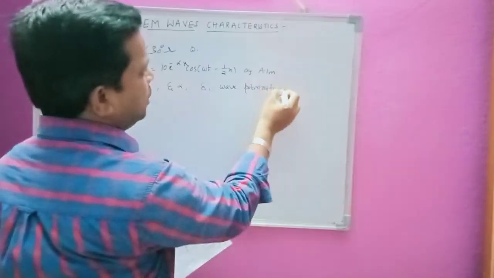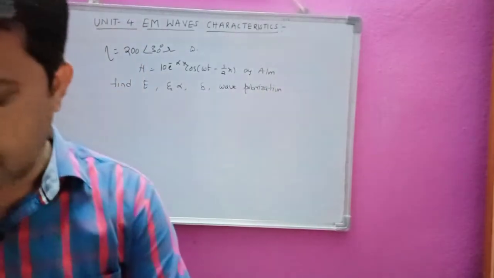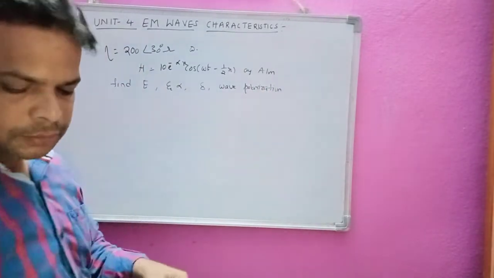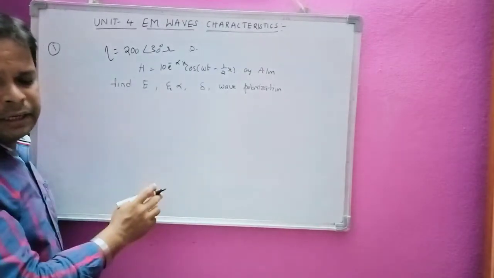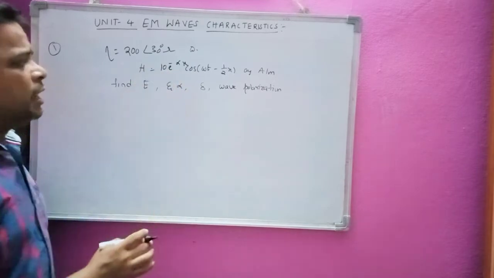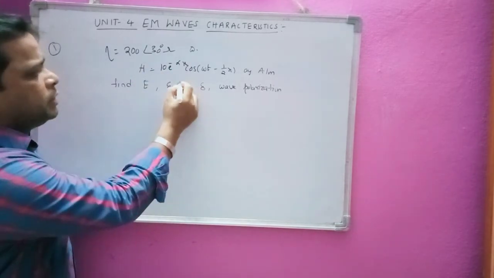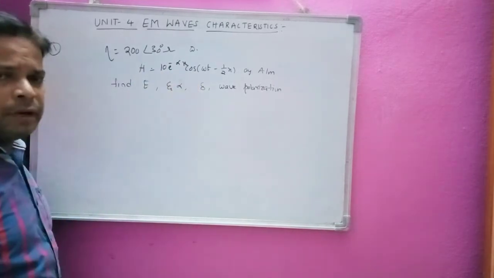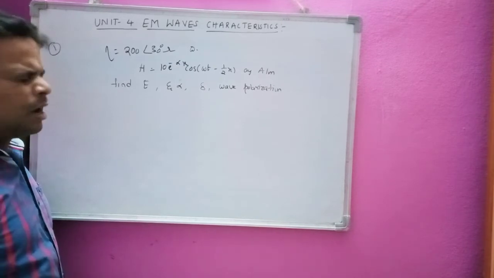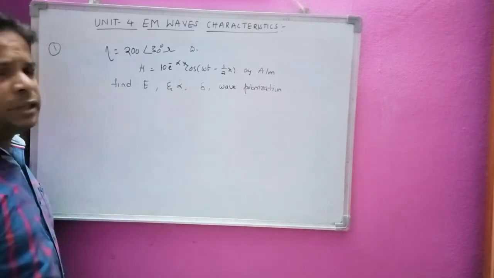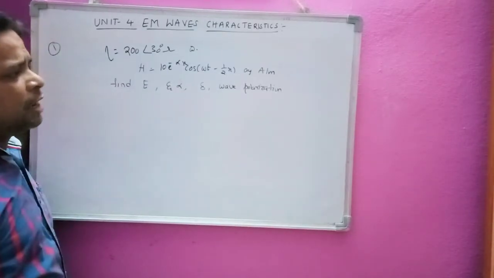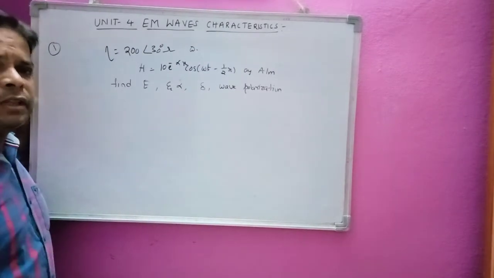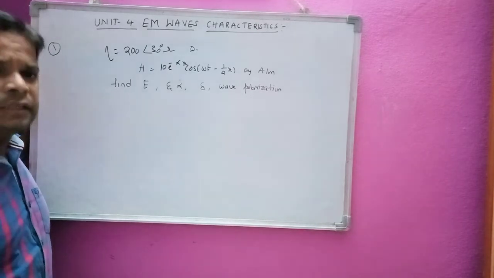Let us calculate here. He has given some data. Based on that, let us try to calculate the values here. He has given eta here and he has given the H value here, and we need to find first alpha. Alpha is the attenuation constant and delta is the skin depth here, and wave polarization. We have to see whether the wave is polarized in x direction, y direction or z direction.